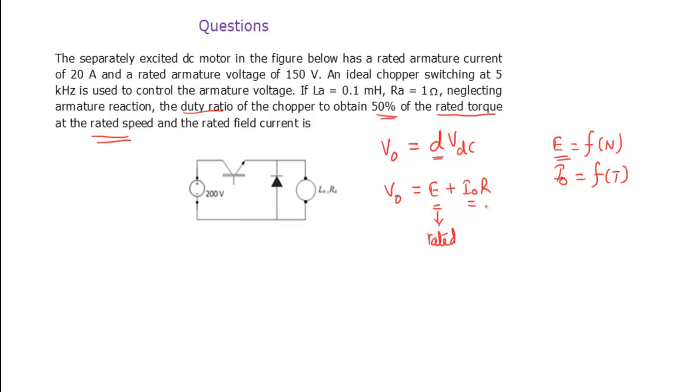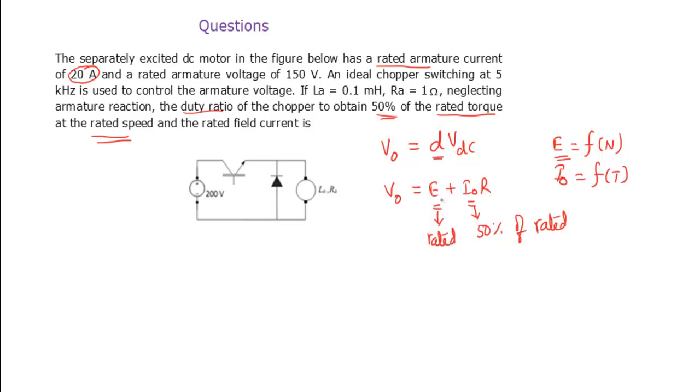So it is directly proportional. That means we need to consider 50% of rated current. We already have the rated armature current. What is the rated armature current? 20 ampere. So we need to consider 50% of that, that means half of that. So that's it. We need to substitute this one.